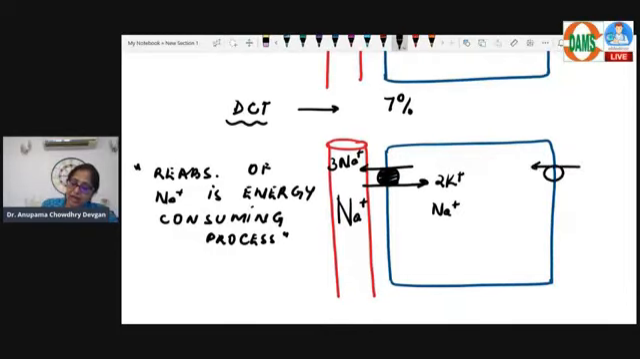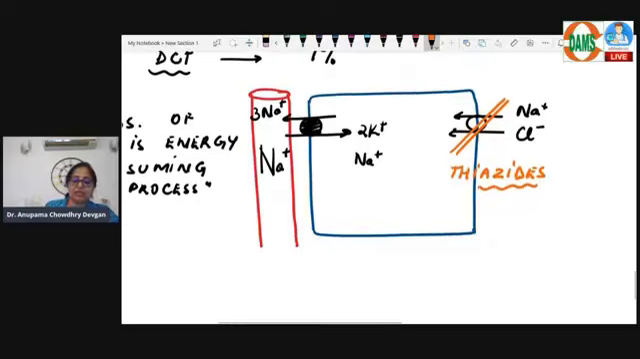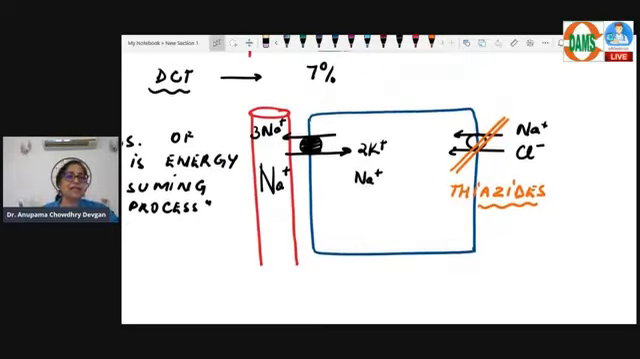Luminal side, you have an Na plus Cl minus co-transport. The diuretic which acts on the Na plus Cl minus co-transport is thiazides. Thiazides will act on the DCT. Thiazides can affect 7% of sodium reabsorption. Maximum sodium reabsorption is in the PCT, 60%, 30% in thick ascending limb. Loop diuretics will interfere with sodium reabsorption in the thick ascending limb, and in the DCT, thiazides.